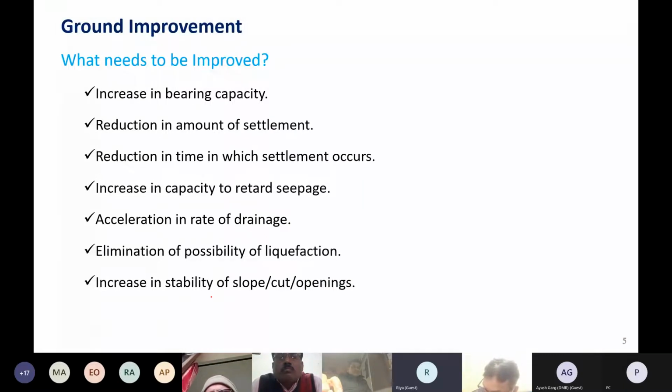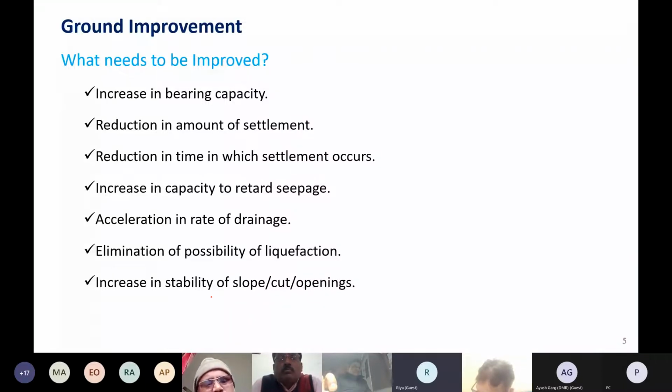If you want to increase the capacity of your material to retard seepage, the kind of material that we use in dam core or for cutoff material, if you want to increase the seepage retardation capacity, ground improvement helps. Also, to eliminate the possibility of liquefaction. We all know what exactly is liquefaction.